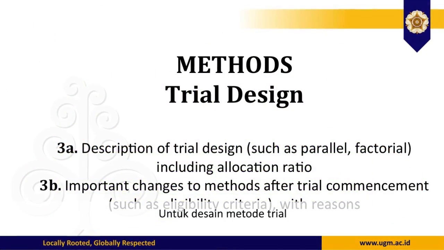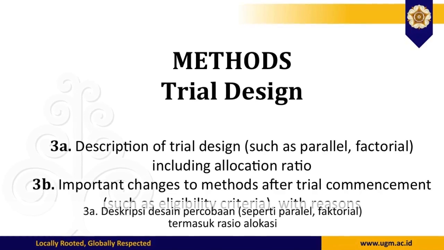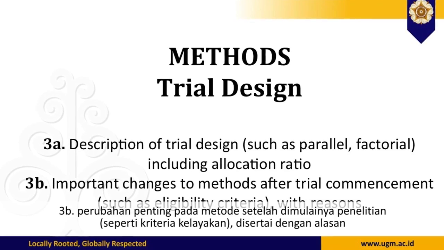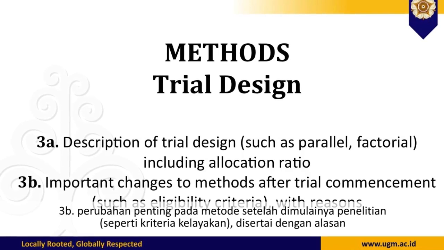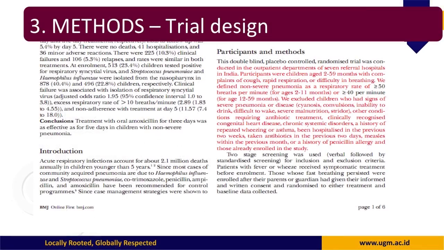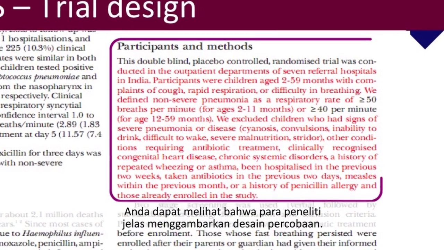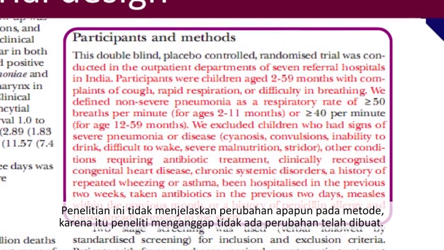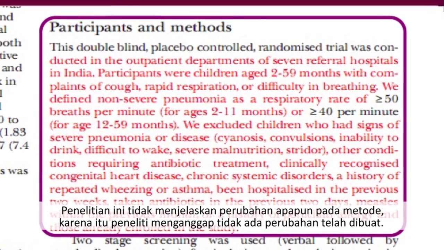For methods, trial design. 3A, description of trial design, such as parallel or factorial, including allocation ratio. 3B, important changes to methods after trial commencement, such as eligibility criteria, with reasons. Look at participants and methods in the article. You can see that the researchers clearly describe the trial design. The study did not explain any changes in methods, therefore we assume no changes have been made.